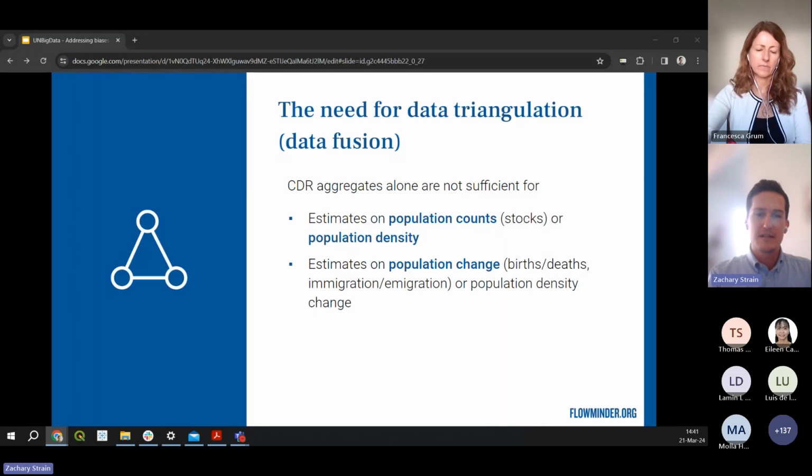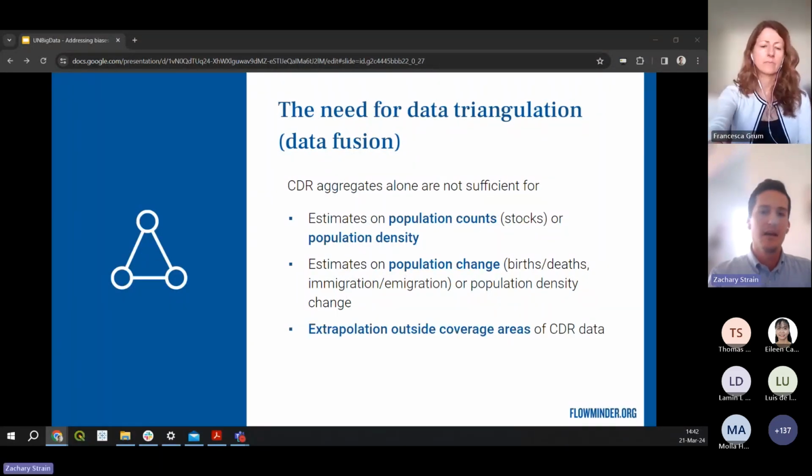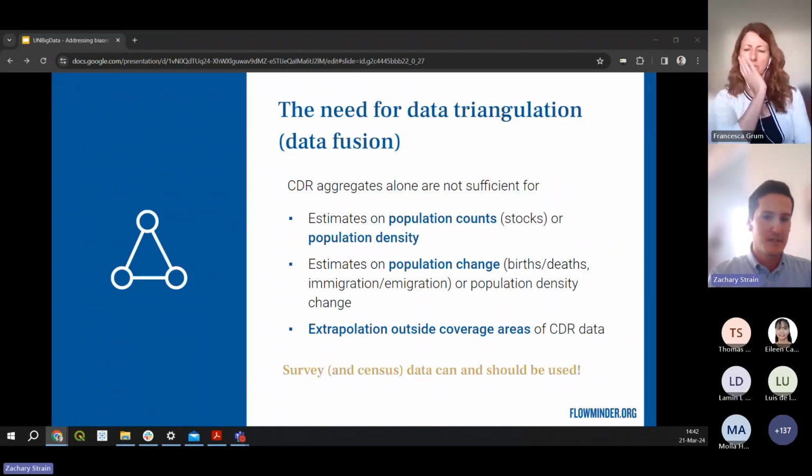They also can't tell us about population change, as they don't provide any info on births and deaths or international migration. And extrapolation outside of coverage areas of CDR is not possible. Therefore, census and survey data should be used.